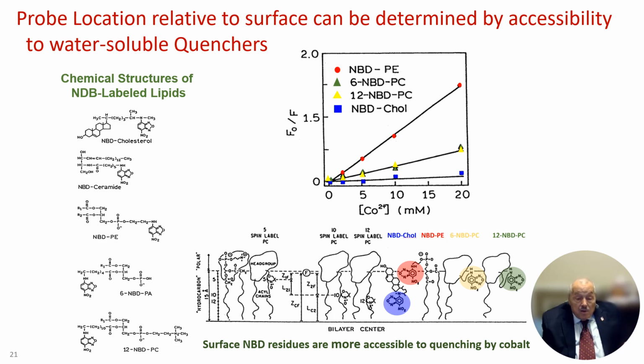A longer alkyl chain should be deeper in the bilayer, and it was placed at the phospholipid head group. And we color-coded the results here to make them a little more understandable. So first, let's look at the NBD that was located at the phospholipid head group. Naturally, it's the most accessible to the water-soluble quencher.